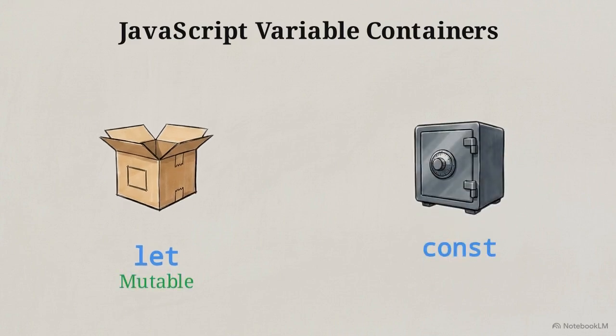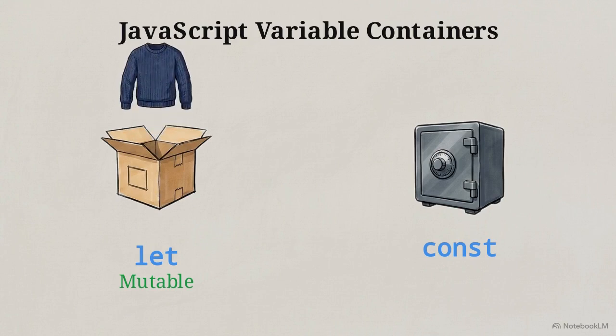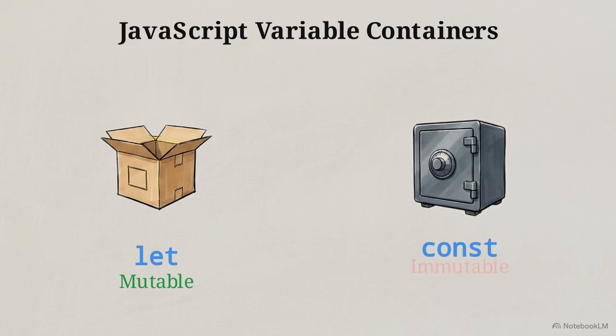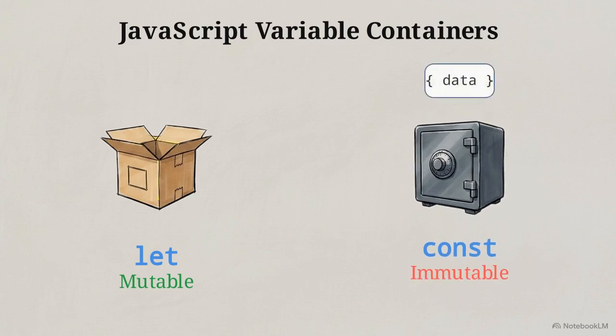You can open it, take out the winter sweaters, and put in summer t-shirts. The contents are mutable. But the const safe is entirely different. Once you drop your data inside, it locks shut permanently. That data becomes immutable and can never be swapped out or overwritten. Let's look at how we build these containers in code.